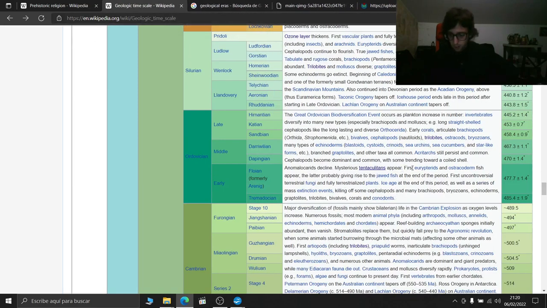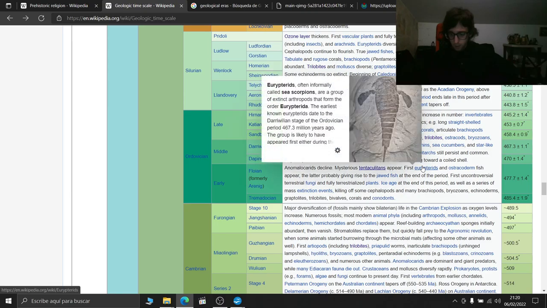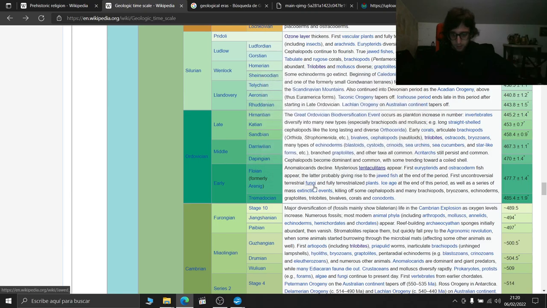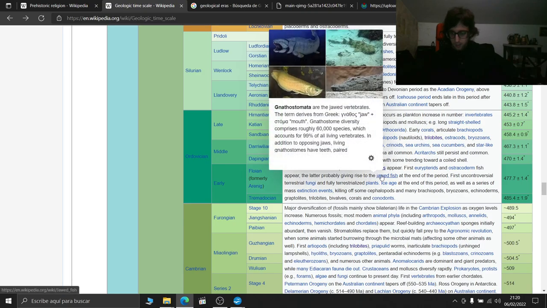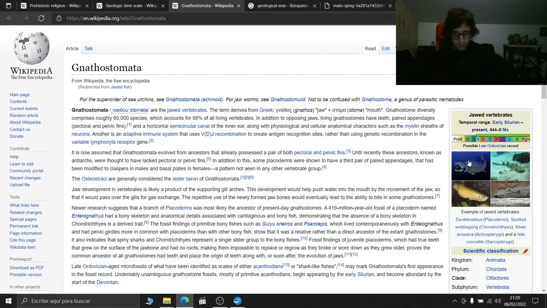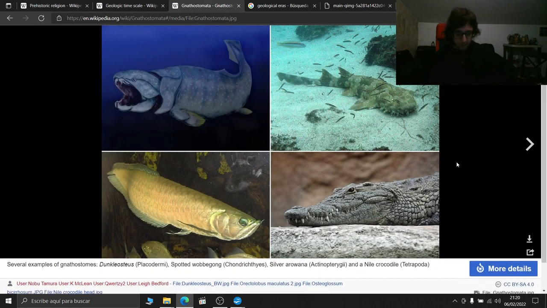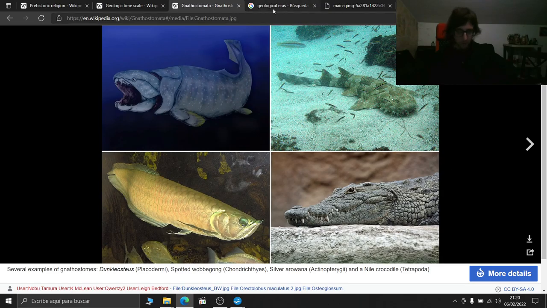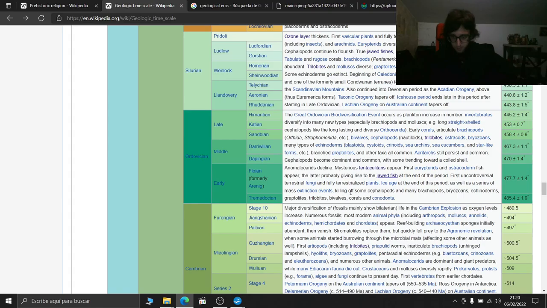First, eurypterids and ostracoderm fish appear, the latter probably giving rise to the jawed fish at the end of the period. Let's check this one. So we have an idea of the kind of animals in here.